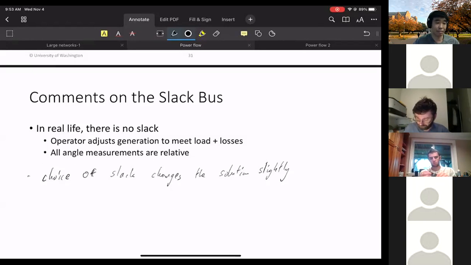So in practice, every system has a well-known slack bus. Every system just picks a bus to say, okay, you're the slack bus. Normally it's a big generator that takes the slack bus.